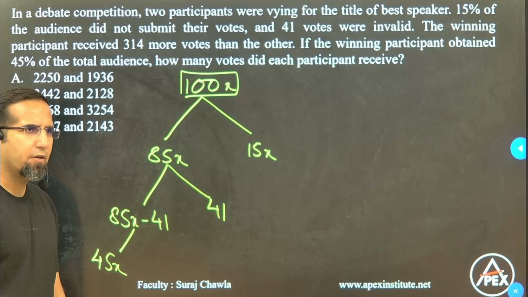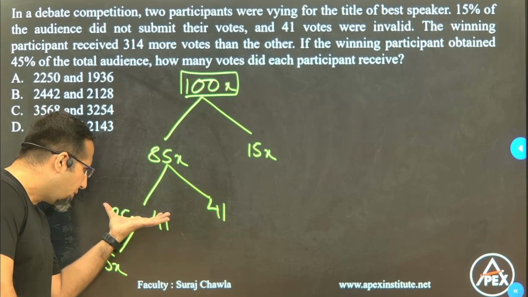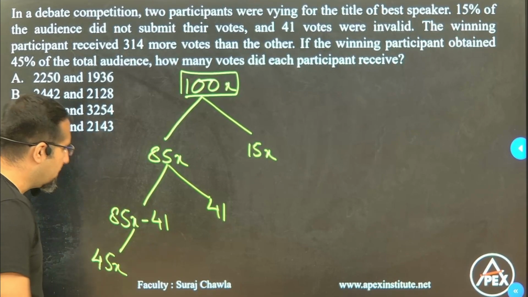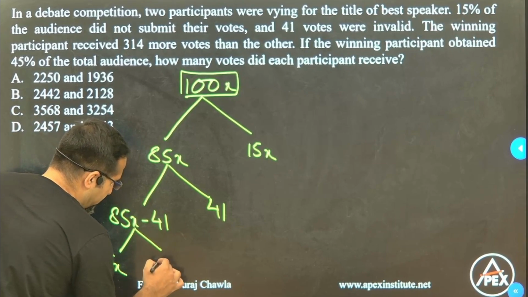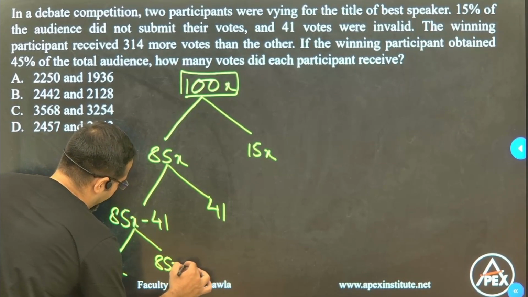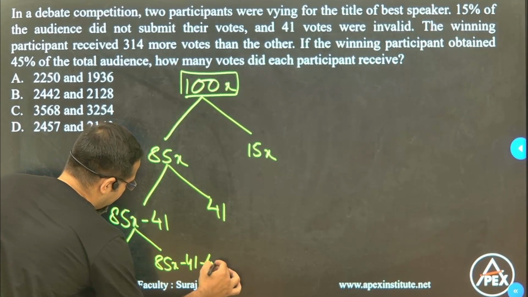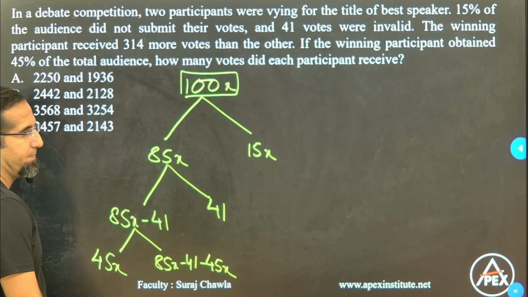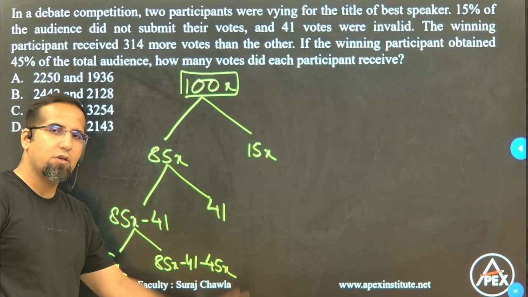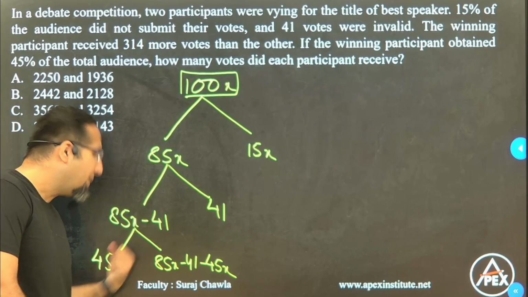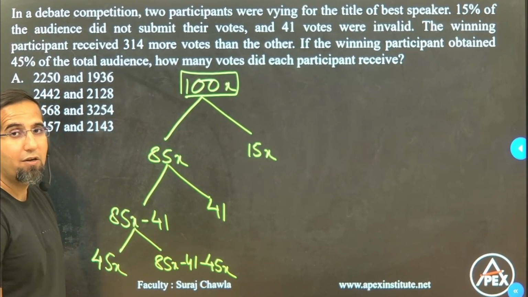Clear? Right? If the winner got 45x out of 85x minus 41, what are the remaining votes for the loser? That is 85x minus 41 minus 45x. These are the number of votes the loser got. And now the gap between these two is 314.